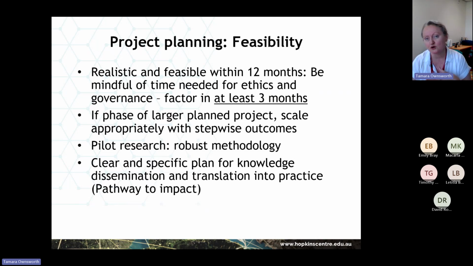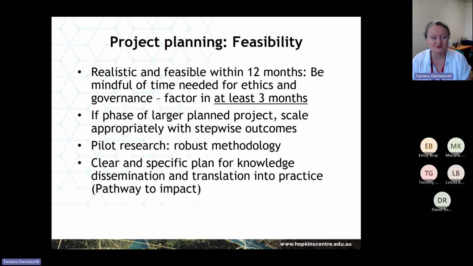So if your project is part of a larger planned project and you're wanting to conduct a phase as a seed grant, just ensure that it's scaled appropriately in terms of the time frame, but also that there will be outcomes rather than requiring more funding for the study to continue to achieve those outcomes. So it should be a contained study that has outcomes in its own right, rather than depending on further funding for it to be completed. So that's just something very careful to plan.